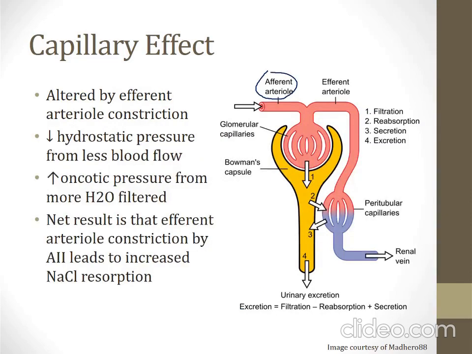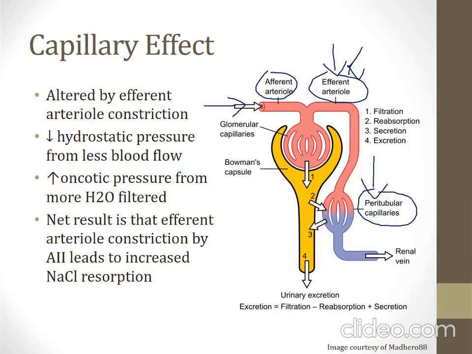This is the afferent arteriole through which blood comes into the glomeruli, and this is the efferent arteriole through which blood leaves the glomeruli. Now, I already told you that angiotensin II constricts the efferent arteriole, and that's how it raises GFR. But that constriction has two other effects that lead to the reabsorption of more sodium and water. When you constrict the efferent arteriole, you drop the hydrostatic pressure beyond that constriction in the peritubular capillaries.